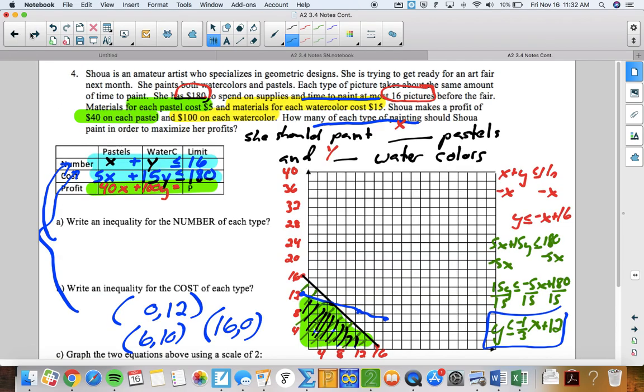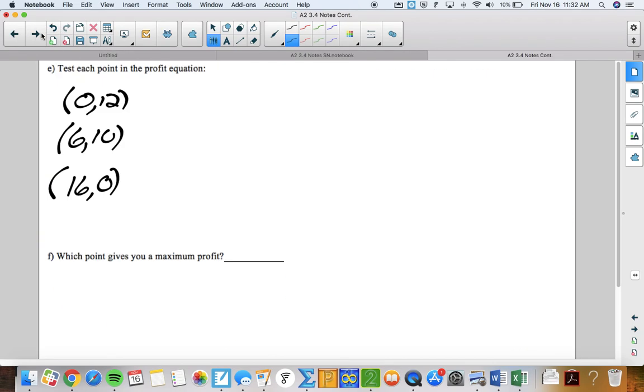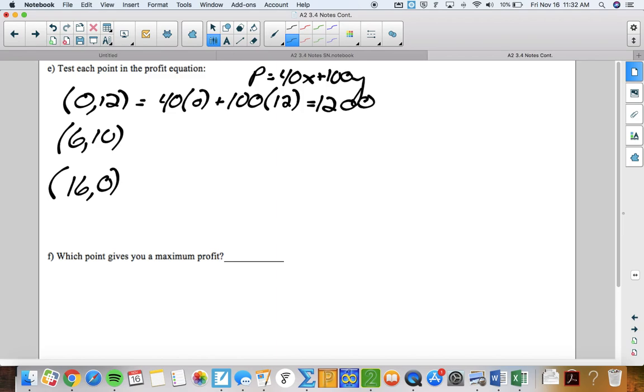Now we check those in our profit equation, profit equals 40x plus 100y. So now let's check them. Here, no money on pastels, but 12 watercolors, so we get $1,200. 40 times 6 plus 100 times 10 is going to be 1,000 plus 240, which is 1,240.